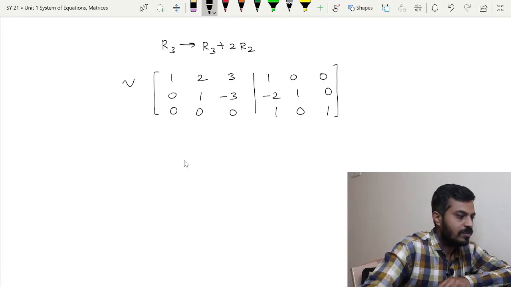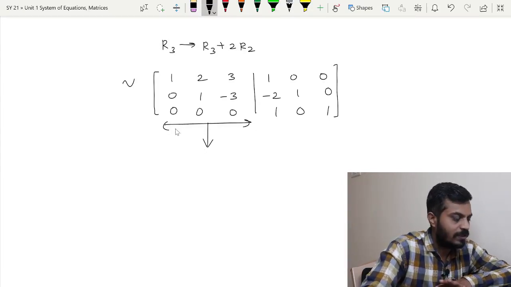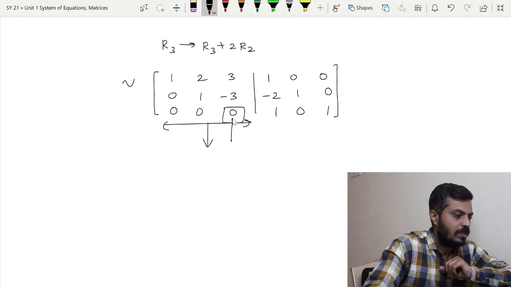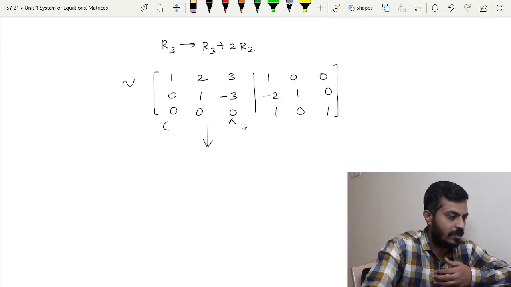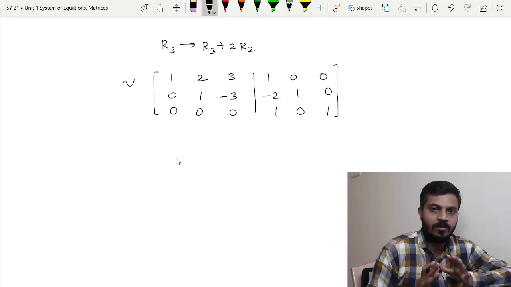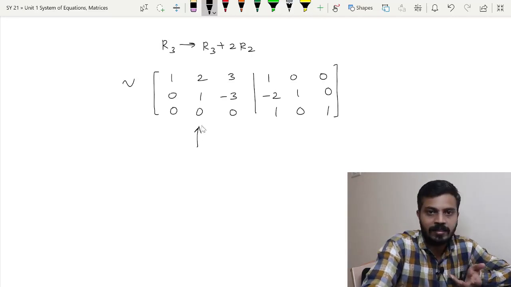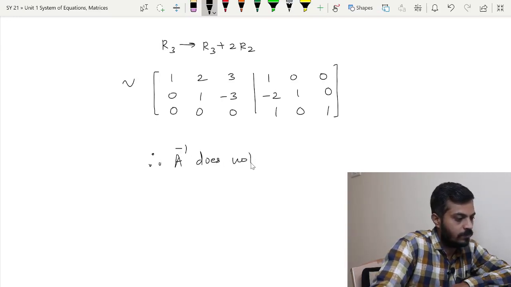Or the other way around is, simply by observing this matrix A, you can see that it is not possible for us to reduce it to identity matrix, because this entry over here is 0. So we can say that A inverse does not exist. So this is how you tackle the examples. If you are not able to reduce it, then you can directly say that A inverse does not exist.